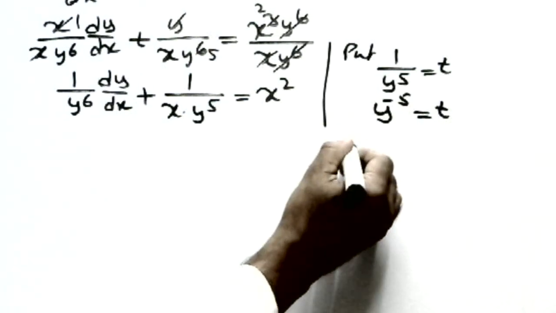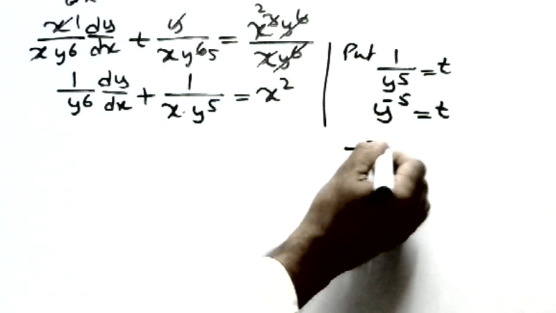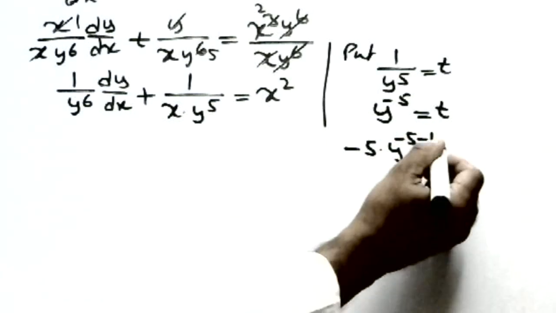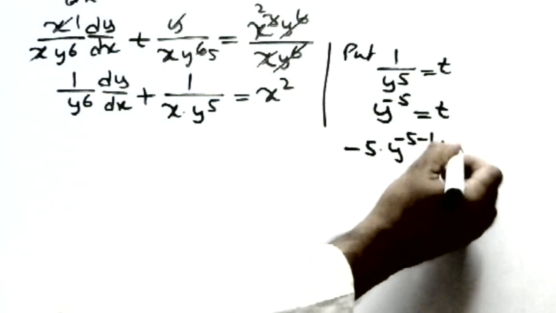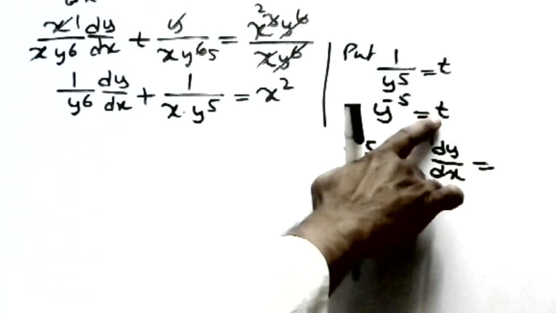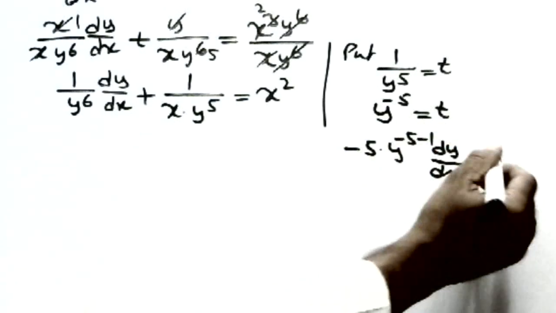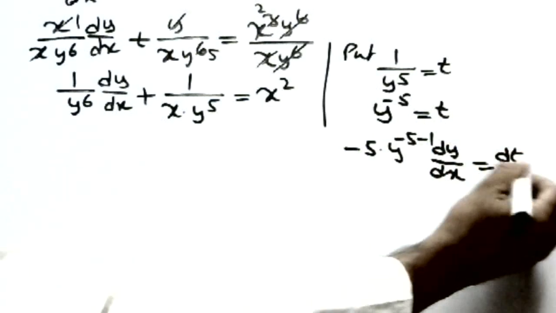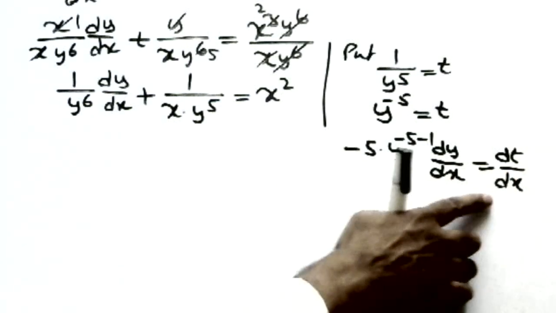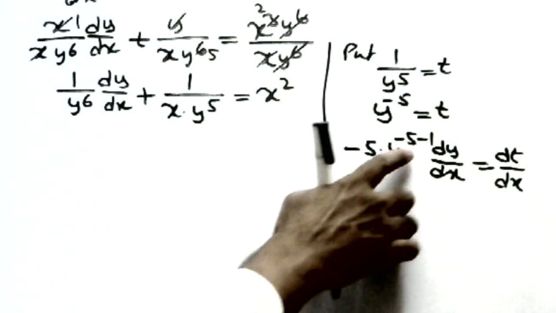Now this is d by dx of x power n. D by dx of x power n is n into x power n minus 1. We are differentiating y with respect to x, so we write dy by dx. Since we are differentiating t with respect to x, we write dt by dx. Now bring this minus 5 here, it will be divided.